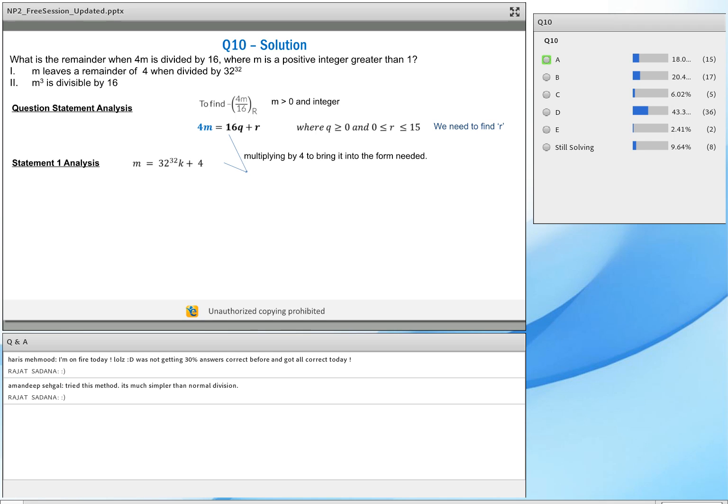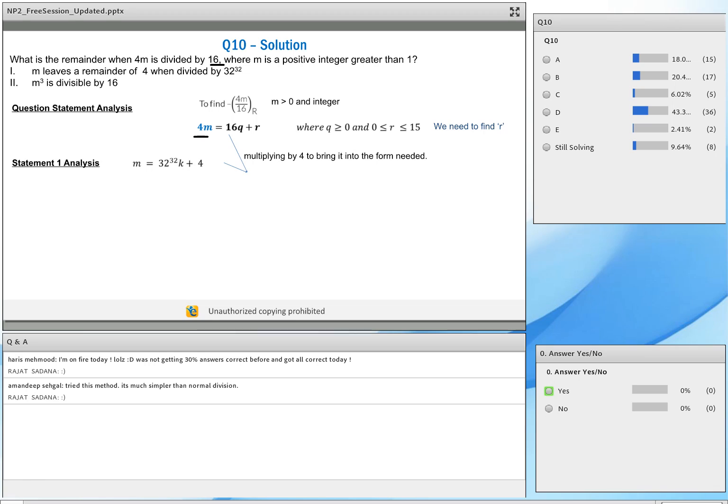And when you do this, you can really say, hey, we have to figure out what's the deal with 4m, and what remainder it leaves when you divide this by 16. Okay. So far, everyone's with me? Let me just clear all answers. So far, you guys are with me?